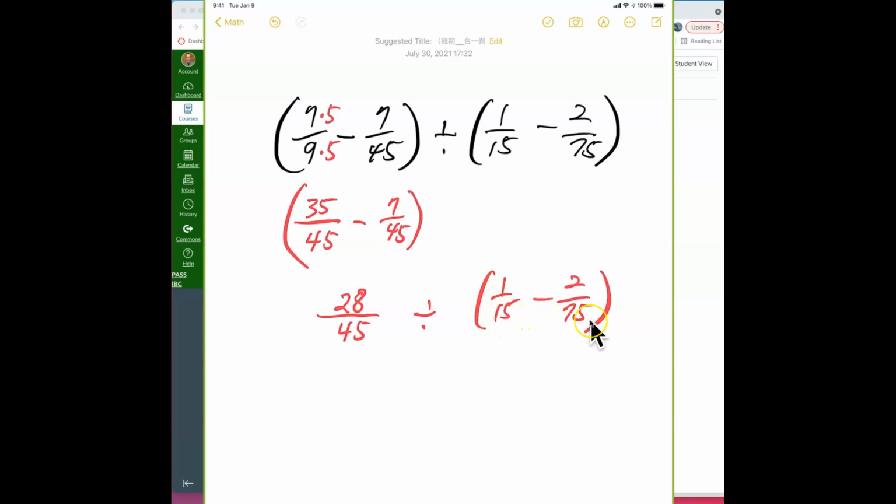15 goes into 75 5 times, so this is really similar to what we just did. We're going to multiply the numerator and denominator by 5 and create a new equivalent fraction. So 5 times 1 is 5, and 5 times 15 is 75, and we're subtracting 2/75.